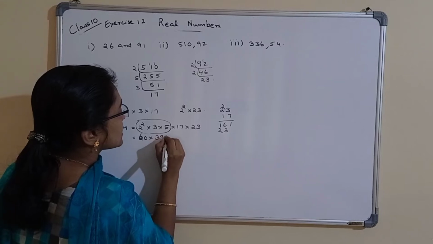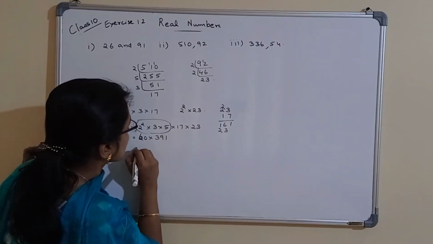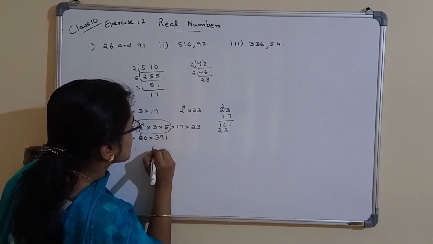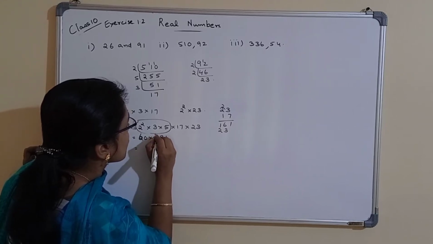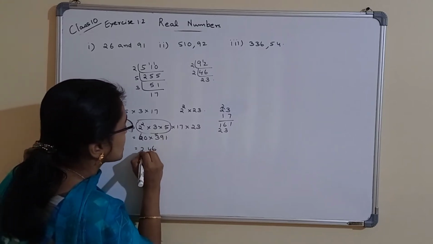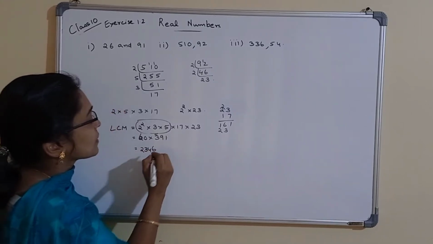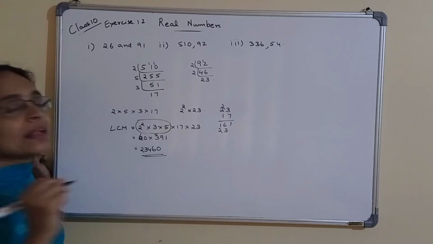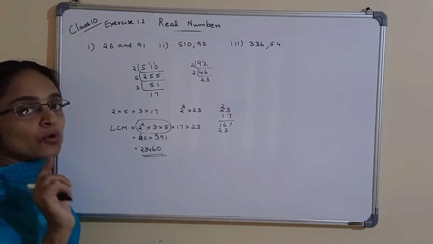391. Now 391 into 60. 6 into 1, 6. 6 9s are 54. 5 carry. 6 3s are 18. 18 plus 5 is 23. Then 0. So LCM of this is 23460.